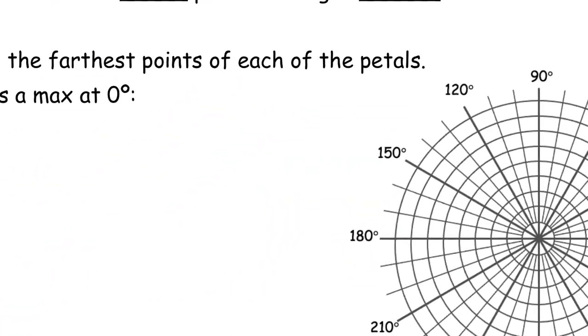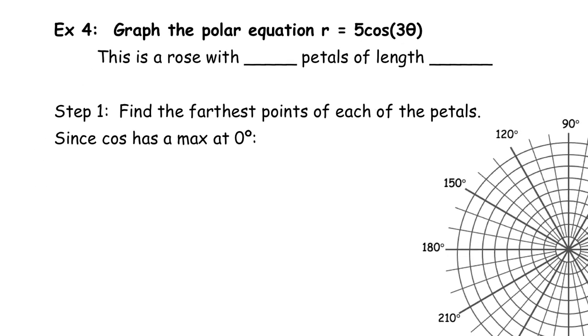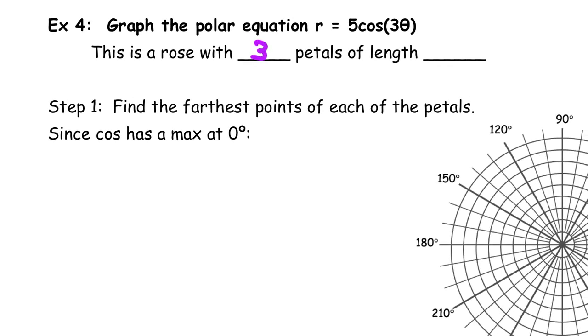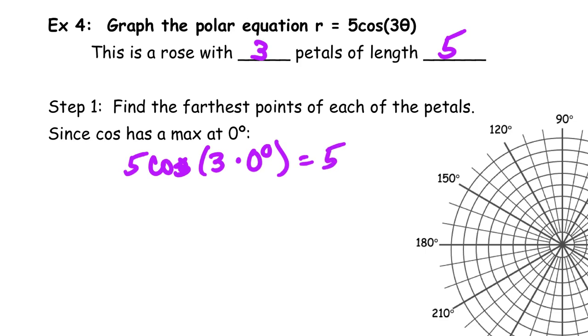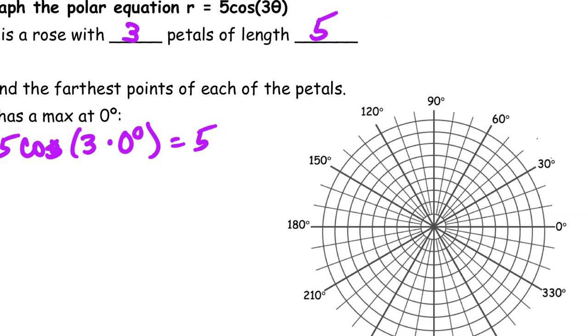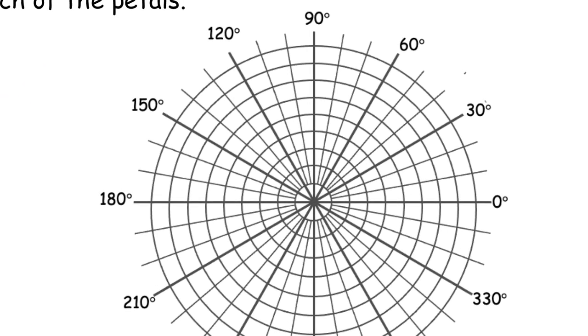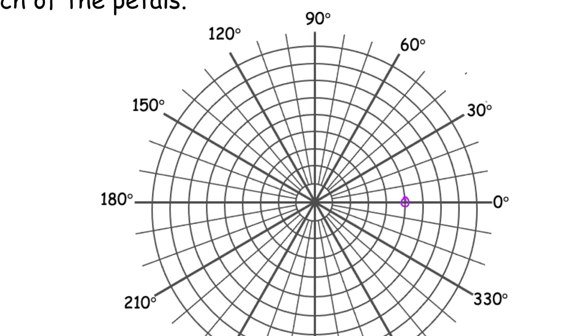So if it is odd, this one, if it says it's got 3, then it actually is 3. We don't have to double it or anything like that. In this case, our petal length is 5. Cosine equals 1 at 0 degrees, correct? That's its maximum point. So here we're going to do 5 cosine 3 times 0 degrees. And that's going to give me what? 5, correct? Because that's what I expect to get, the maximum length. So at this one, I'm going to count out 1, 2, 3, 4, 5. There's the length of my first petal.